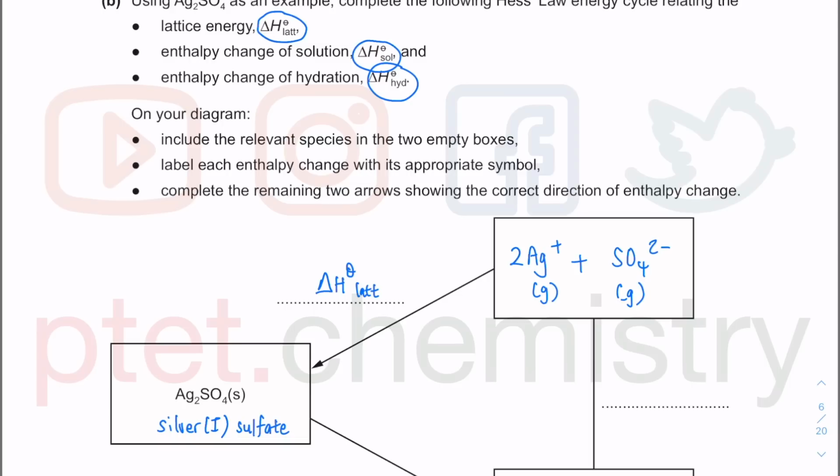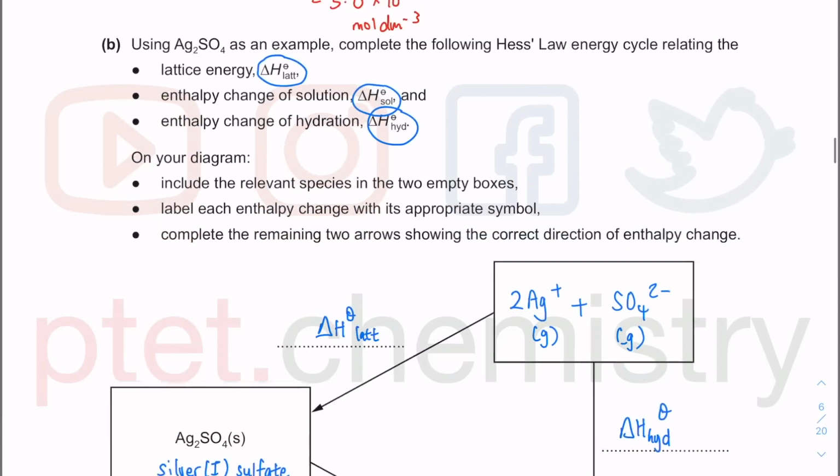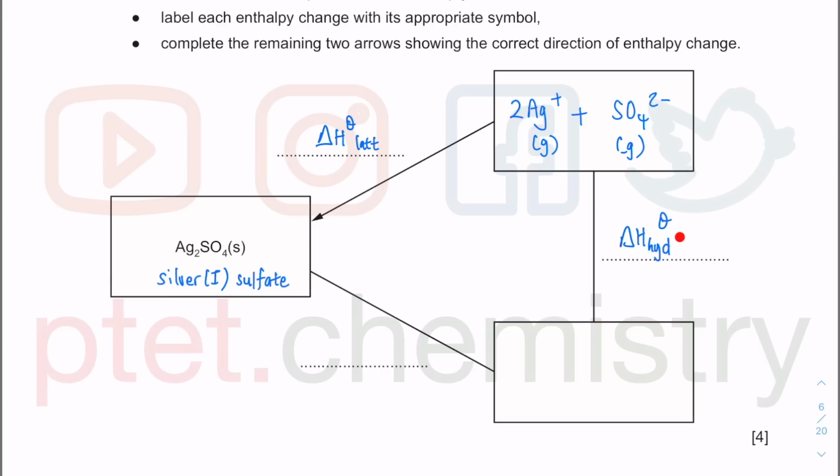Now, how about solution and hydration? So these are gaseous ions. In order to relate to hydration, we just need to label hydration. But actually, this thing is 2 times the hydration of Ag plus, because you are hydrating 2 moles of this gaseous ion, whereas hydration is for hydrating 1 mole of gaseous ion, surrounding it in a large amount of water to get an infinitely dilute solution. And this one is plus 1 times the hydration of the sulfate.